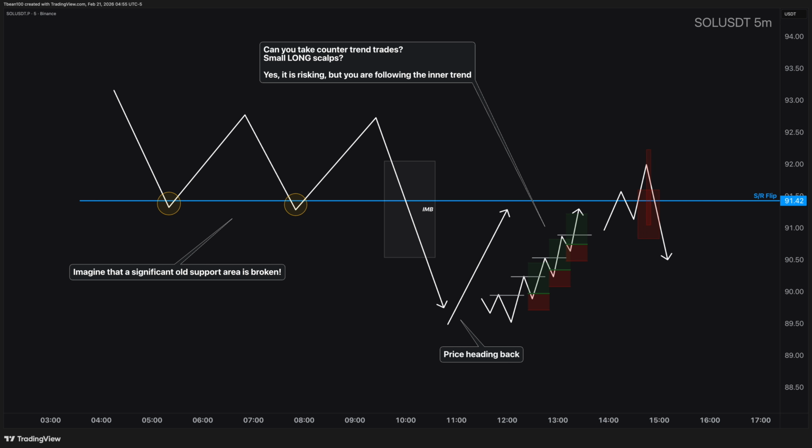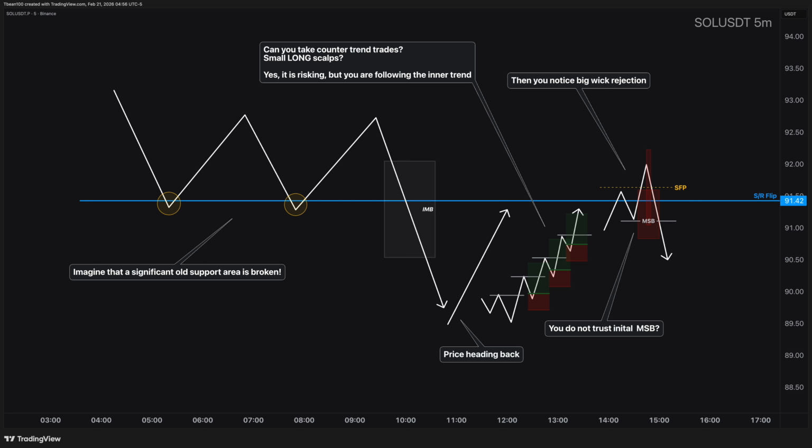However, the main trade idea still sits around the support and resistance flip line. What we really want to see is strong rejection candles forming around the SR flip and the multi-imbalance area. And more importantly, that rejection should be followed by a clear structural change. That means the inner trend should also shift from an uptrend into a downtrend.